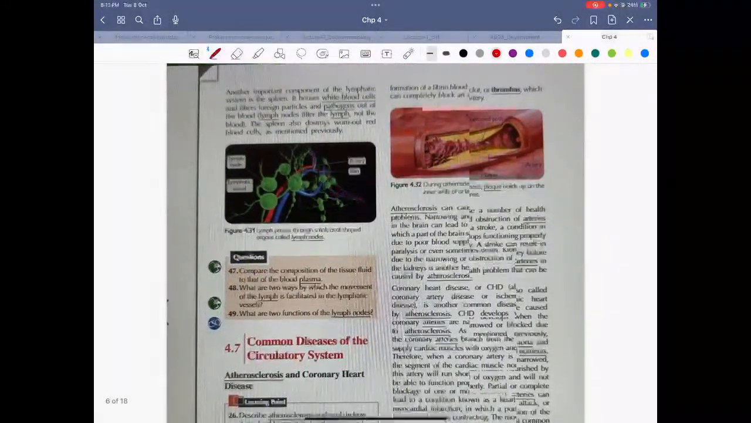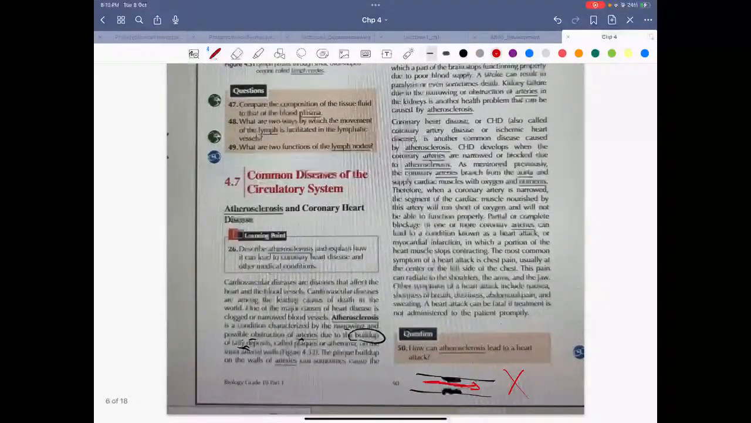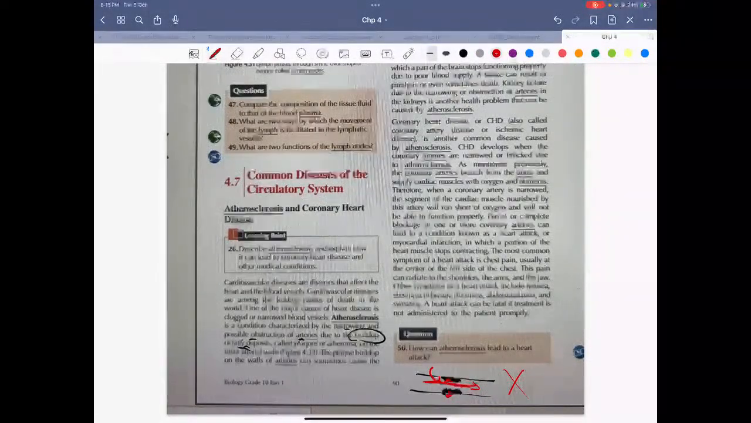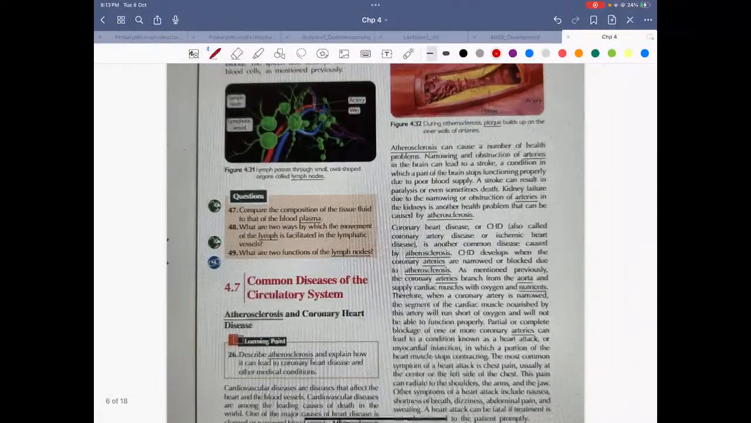So I have to use the balloon. Yeah, it's called, I think, angioplasty, where they do an insertion to open up the artery because it's been narrowed down, so you have to open it up. It's a surgical procedure. You guys have that also for the exam?